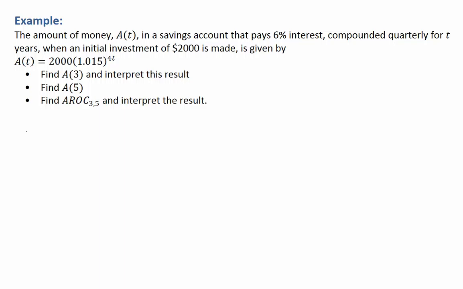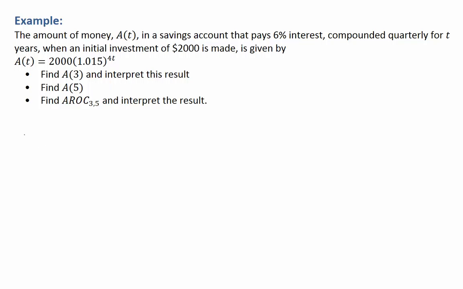To the part 2 of the average rate of change video. In this video we're going to solve two application examples. For example, this one says the amount of money, represented by A of t, in a savings account that pays 6% interest compounded quarterly for t years, when an initial investment of $2,000 is made, is given by the following formula: A of t equals 2,000, the principal, times this growth factor, 1.015 to the 4t.